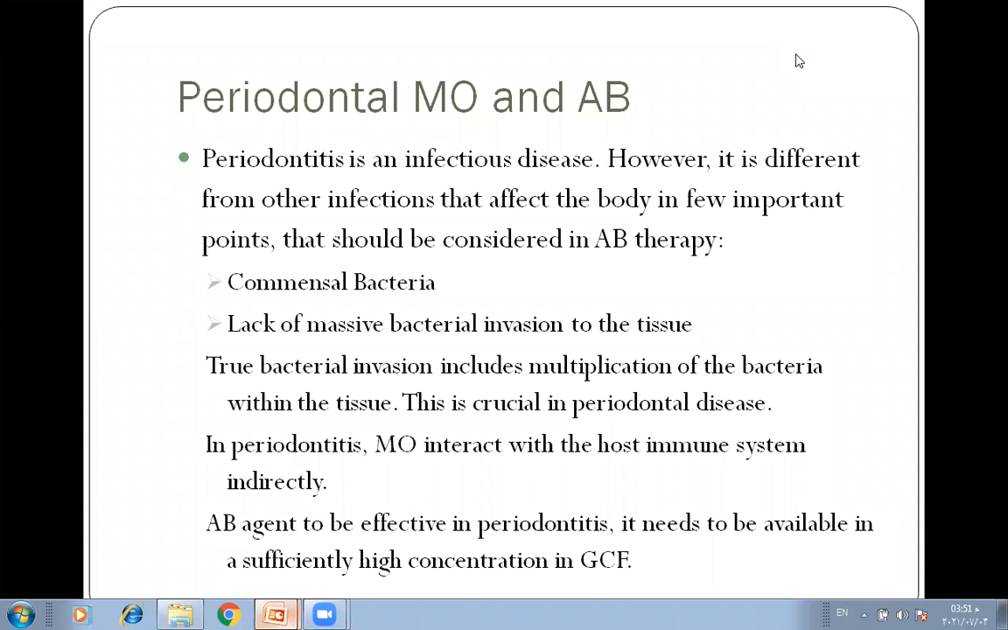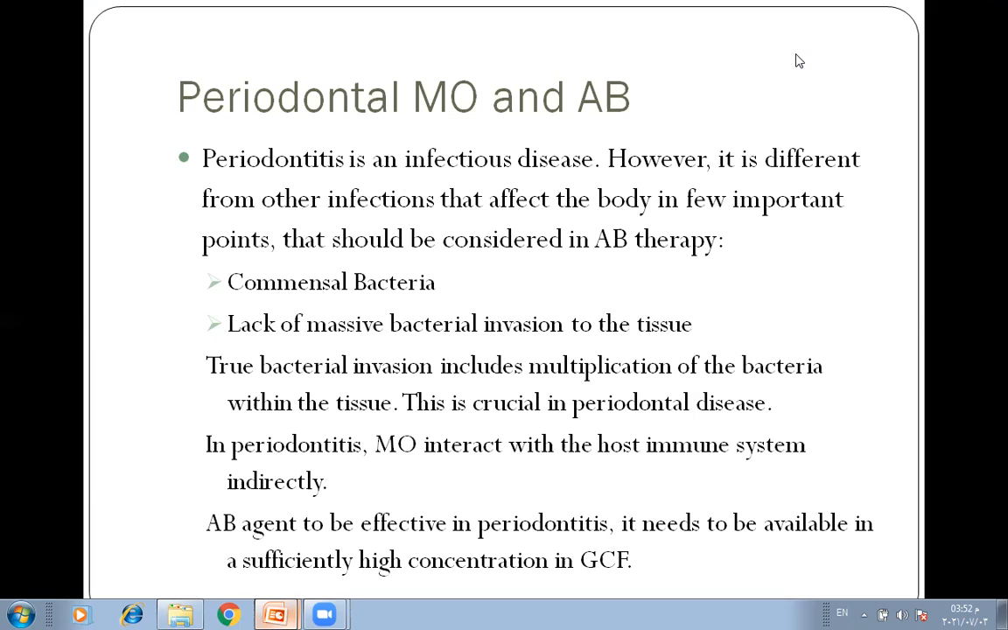So in order to treat periodontal pathogenic microorganisms with antibiotics, we have to think about whether periodontitis is an infectious disease. As we said, it is an infectious disease. However, it is different from other infections that might affect the body. The differences are, first, it is caused by commensal bacteria, but they are accumulating. The concentration or the number of bacteria is more than normal, so it is caused by that.